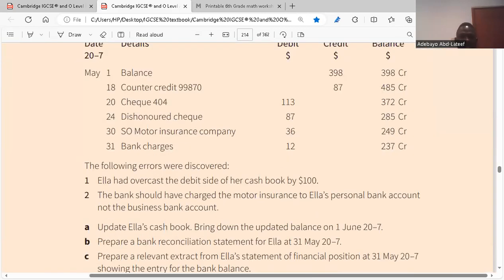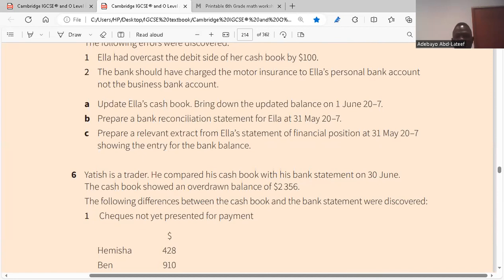This one needs to be worked out. It's going to take our time, so you do that later, okay? So that was the end of bank statement.